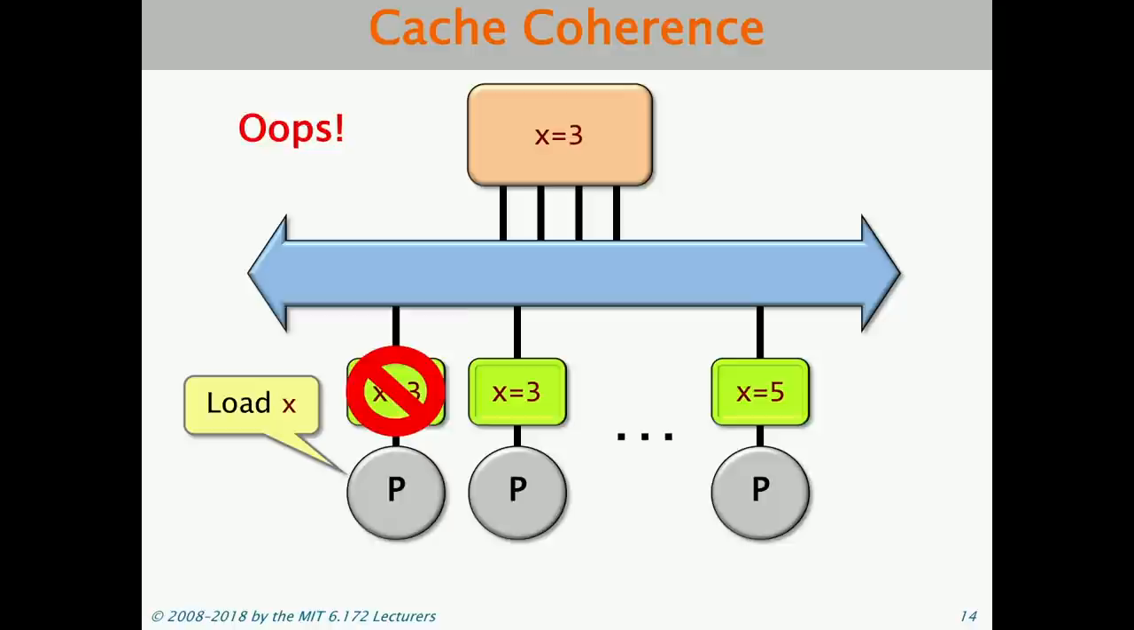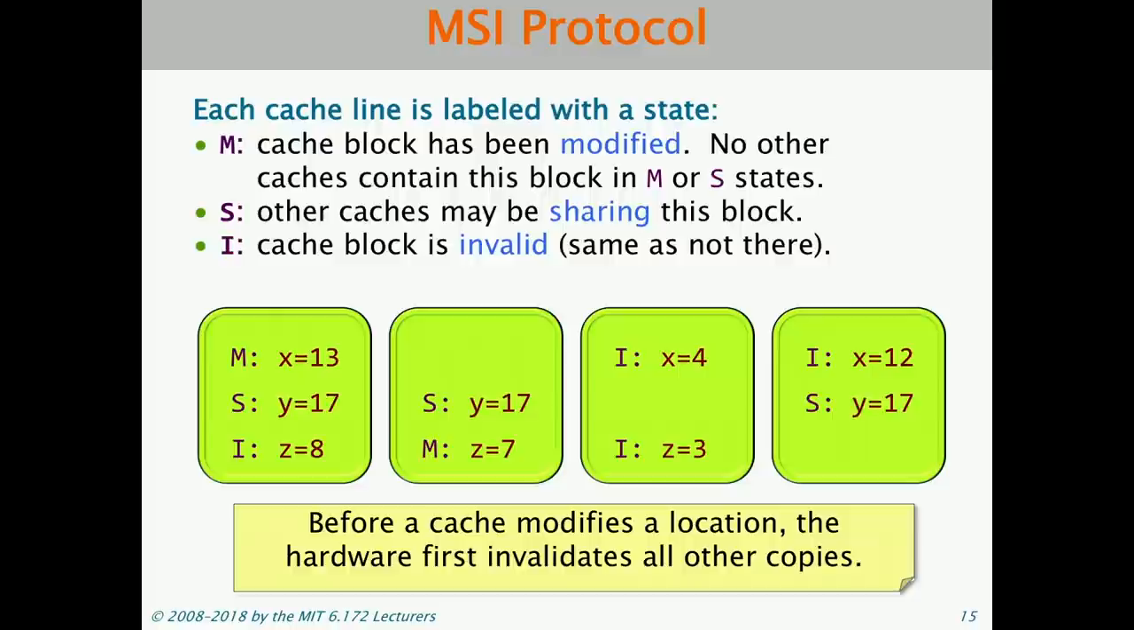And one of the main challenges of multicore hardware is to try to solve this problem of cache coherence, making sure that the values in different processors' caches are consistent across updates. So one basic protocol for solving this problem is known as the MSI protocol. In this protocol, each cache line is labeled with a state. So there are three possible states, M, S, and I.